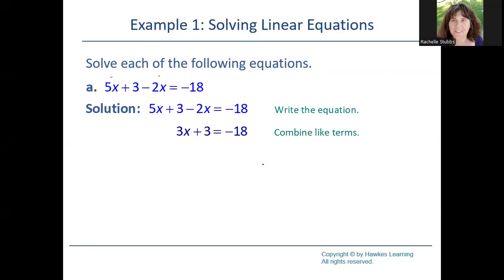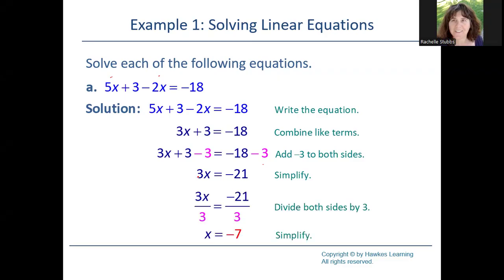In this case, when we talk about subtracting, we're really just adding the opposite, aren't we? So here we have a positive 3. What is the opposite of a positive 3? It's a negative 3. So I'm going to subtract 3 from each side, and that leaves me with 3x equals a negative 21. And now I'm on my third step, which is to divide by the coefficient. And finally, I get x equals a negative 7.